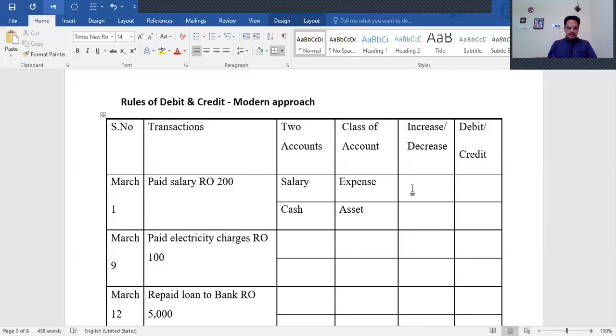When you pay salary, your expense increases. When you pay cash, your cash balance in the business decreases. Now, when expense is increasing, the rule you have to apply: when expense or asset is increasing, it will be a debit aspect. When assets or expense are decreasing, it will be a credit aspect. So it is very clear. Now salary account is debit and cash account is credit. Now we'll go to the next one.